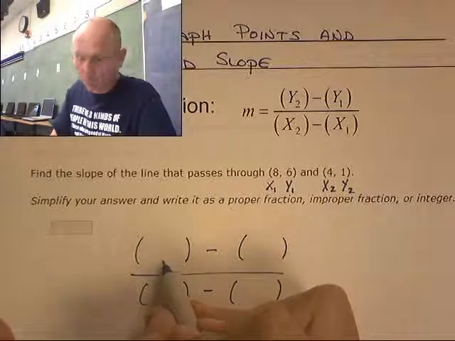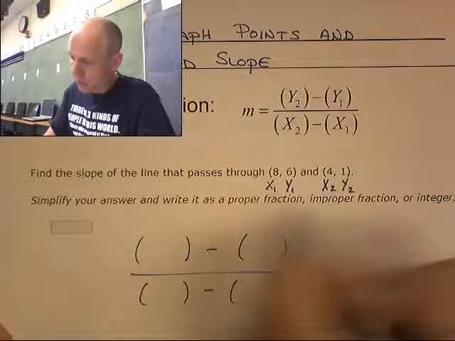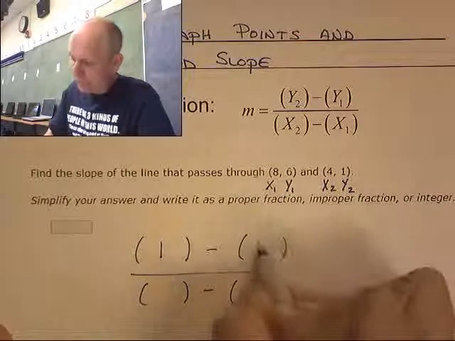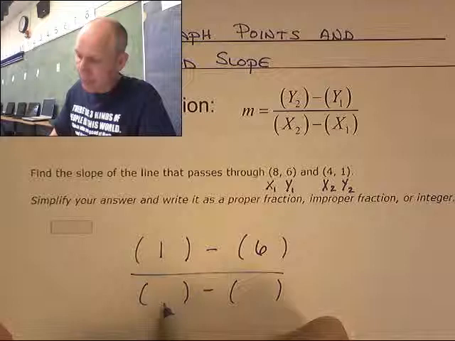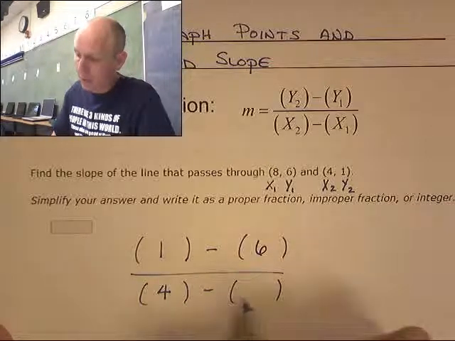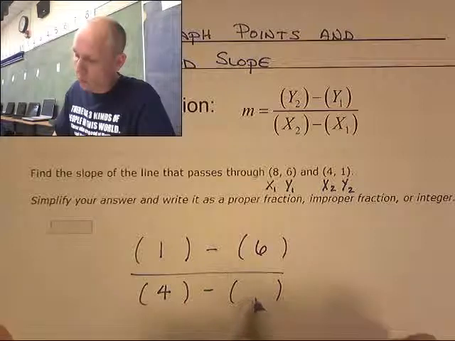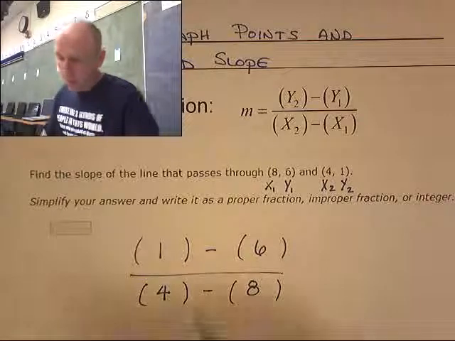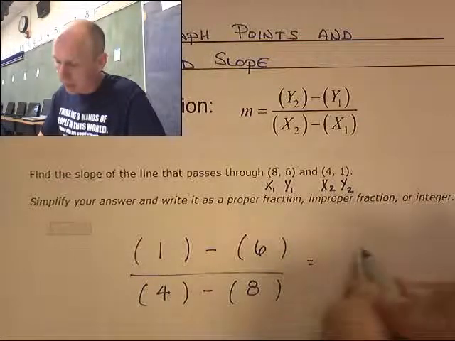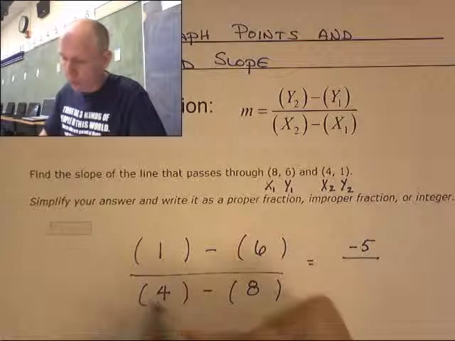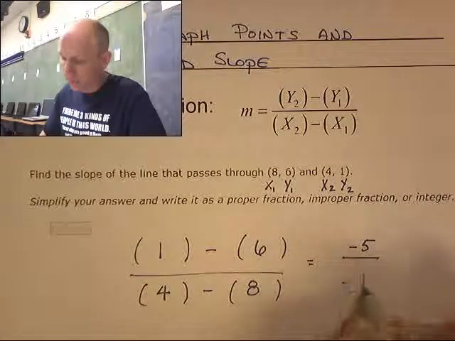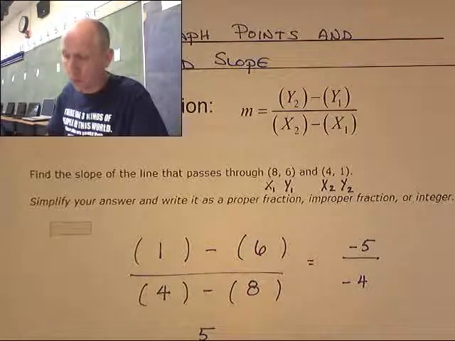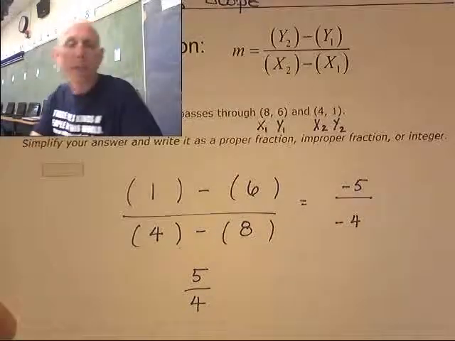I need y2, and I'm going to put it right here. y2 is 1. I need y1, which is 6. I need x2, which is 4. I need x1, which is 8. I'm plugging the numbers into this formula, and here it goes. 1 minus 6 is -5 over 4 minus 8 is -4. The slope of this line is 5/4. There it is. The slope of this line is 5/4.